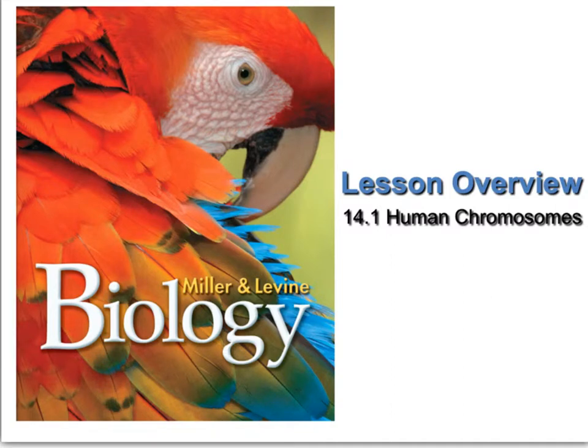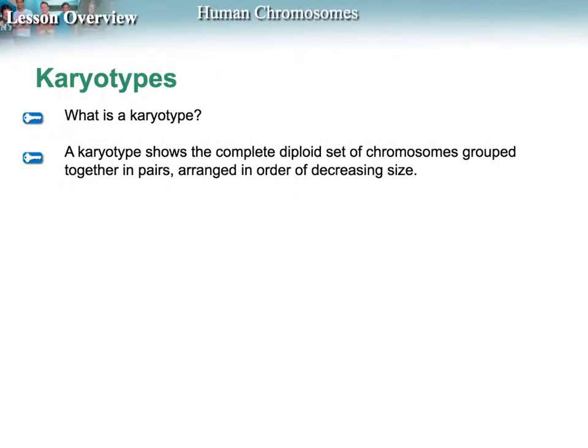Okay, let's start talking about Chapter 14. The first topic here is going to be talking about karyotypes. So what is a karyotype? A karyotype shows the complete diploid set of chromosomes grouped together in pairs, arranged in order of decreasing size. Remember that diploid also means 2N. So we're looking at both sets of chromosomes.